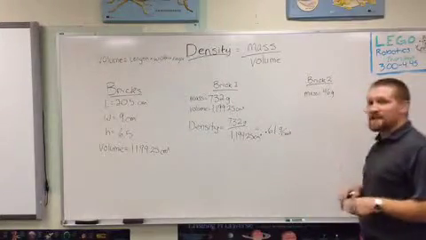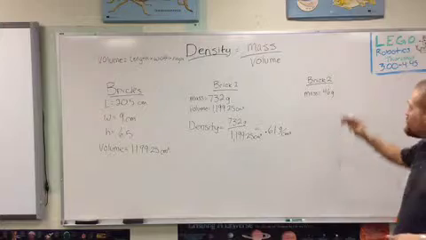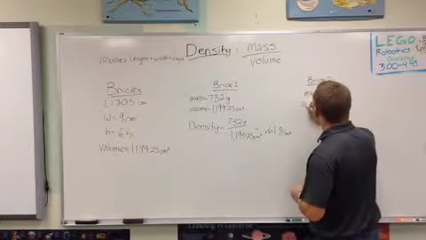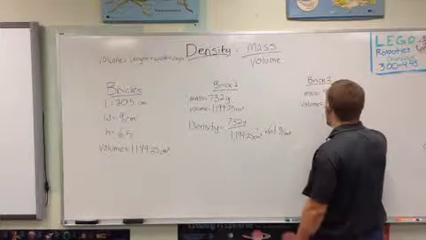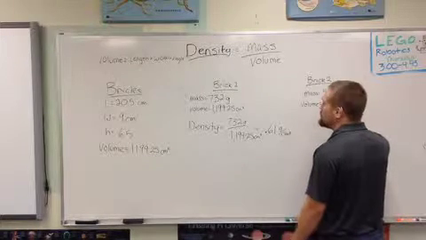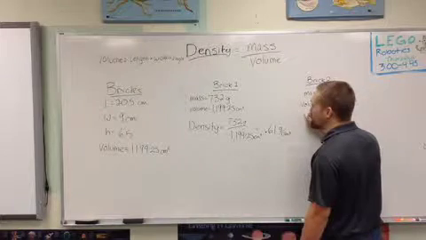Okay, so that's because of density. So let's put a number to the density of brick number 2. So the mass is 46 grams. The volume is 1,199.25 cubic centimeters. It's the same because they're the same size.